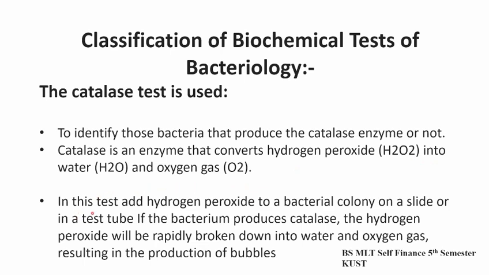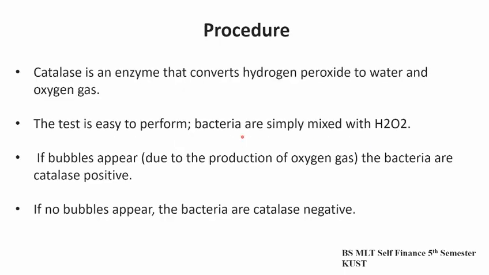In this test, add hydrogen peroxide to a bacterial colony on a slide or in a test tube. If the bacterium produces catalase, the hydrogen peroxide will be rapidly broken down into water and oxygen gas, resulting in the production of bubbles. If bubbles appear, it means catalase is positive. If bubbles don't show a reaction, it means the catalase is negative. We can do this test by smear on a slide or in a test tube. Its procedure is so simple, not too complicated.